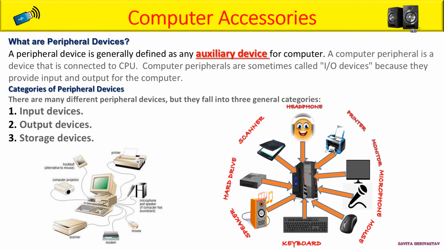The second example is headphone. We can speak through the headphone and we can hear through the headphone. So that is why it is called an input-output device. Now let us see categories of peripheral devices. There are many different peripheral devices, but they fall into three general categories. First one is input device such as a mouse and a keyboard. Second one is output device such as monitor and a printer. Third one is storage device such as hard drive and flash drive.